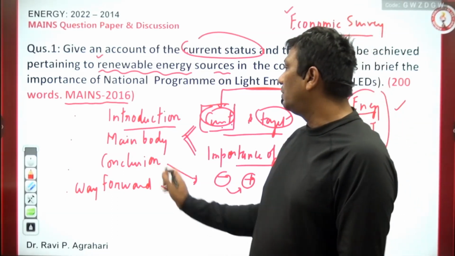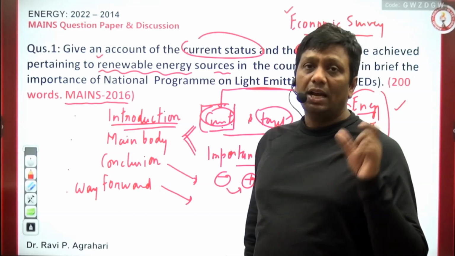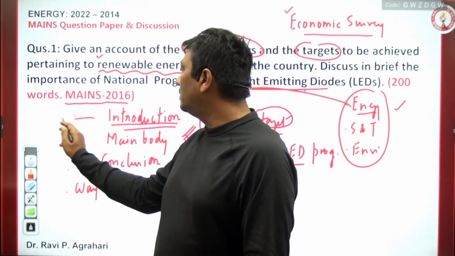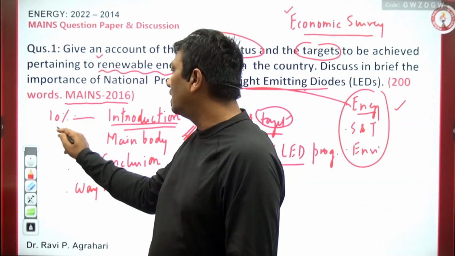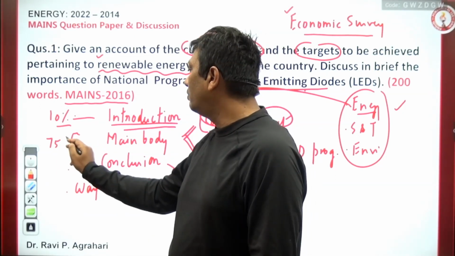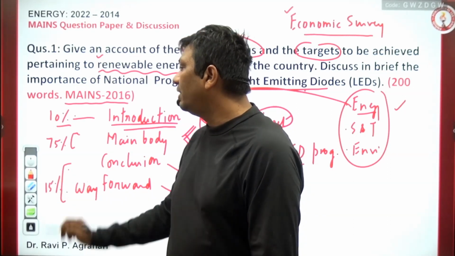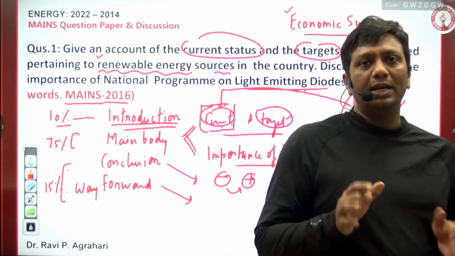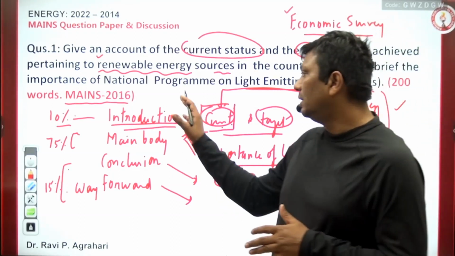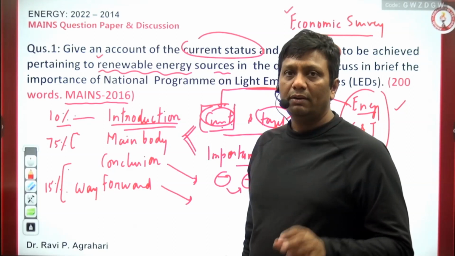First of all, I want to tell you how to introduce renewable energy. One more thing: 10% of your content you must write in the introduction, 75% in the main body, and around 15% for the conclusion and way forward. In this way you must structure your whole Mains answer: introduction, main body, conclusion, and way forward.